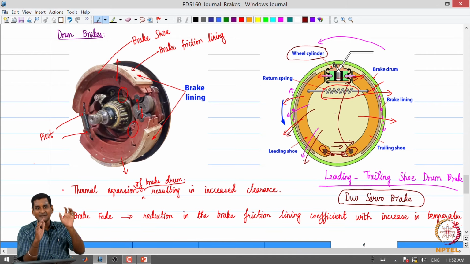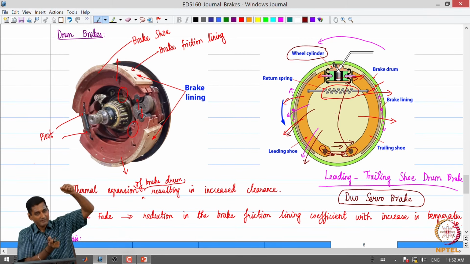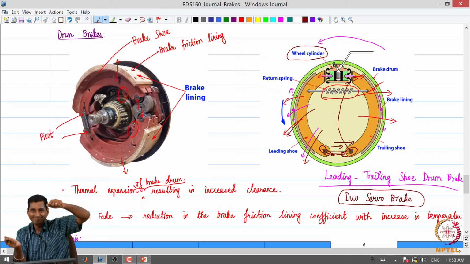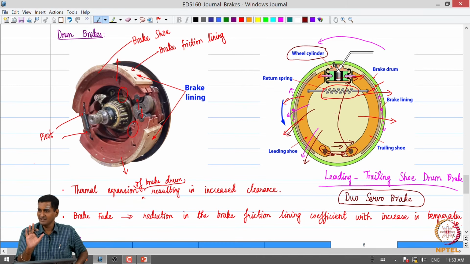Imagine this: previously we had the trailing shoe only pushed from the top, and there was a tendency for it to come out due to the friction force, the direction of the friction torque. Now we are pushing the trailing shoe much more effectively against the drum from both ends, to some extent. That way we are improving the brake force output from the trailing shoe. That is the concept of a duo servo brake.